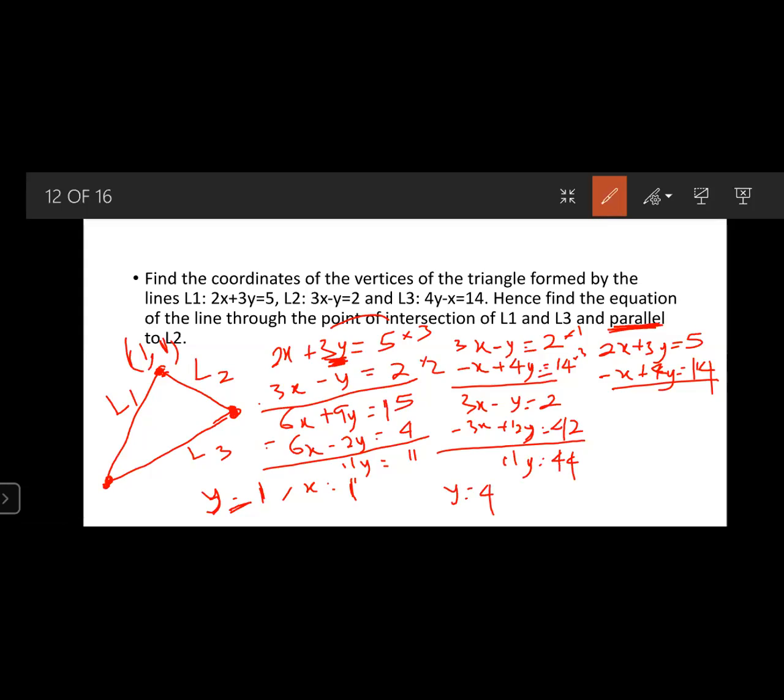If y is equal to 4, what is x? If I put 4 in equation 1, that will be 3x minus 4. Minus 4 will go there, it becomes plus 4. So 2 plus 4 will give me 6. x will be equal to 6 divided by 3, so x is 2. So that will be 2, 4. This point is 2, 4. So you find the last one.